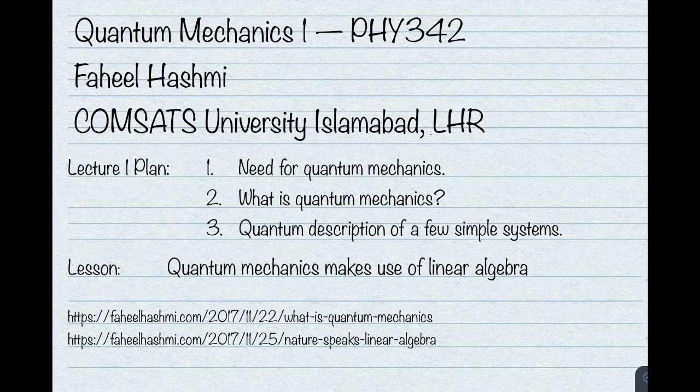The plan for this lecture is as follows. We will first look very briefly at the need for quantum mechanics. Then we will try to answer the question: what is quantum mechanics? This will give us an interesting insight into the working of nature. And finally, we will look at a few simple examples, see how they behave in nature and how quantum mechanics accounts for their behavior. The lesson we will learn in this lecture is that quantum mechanics makes use of linear algebra with its vectors and operators, matrices, and so on.